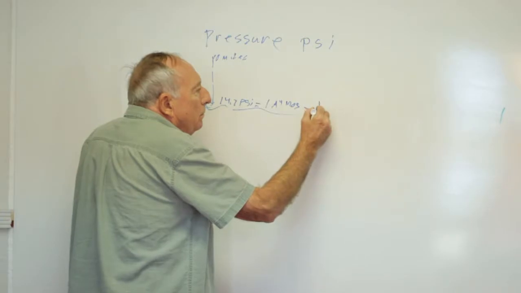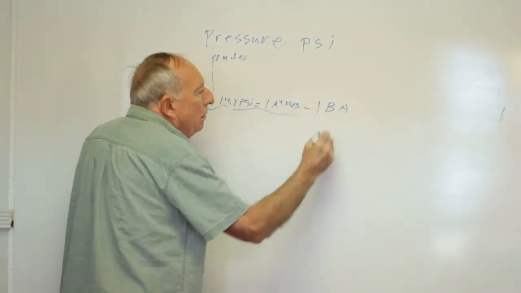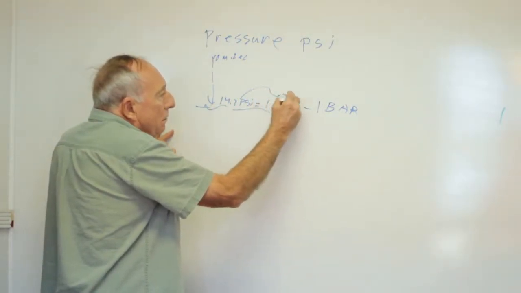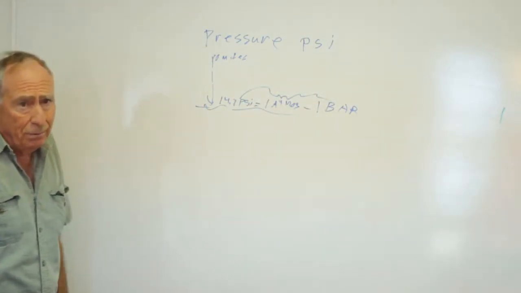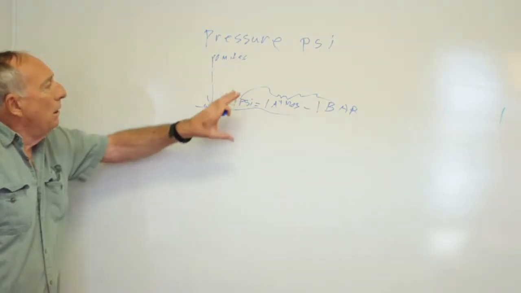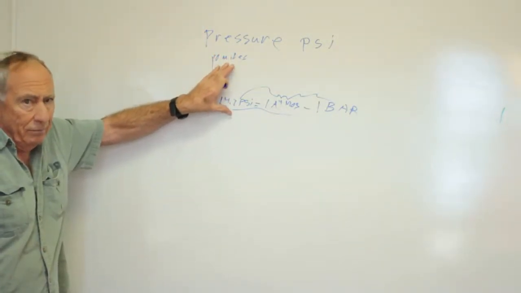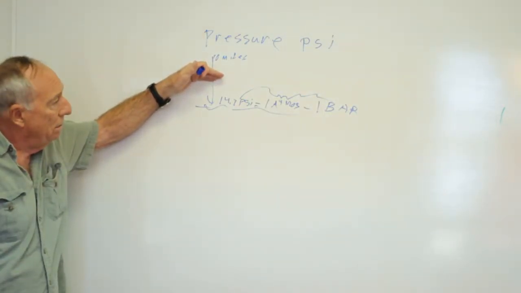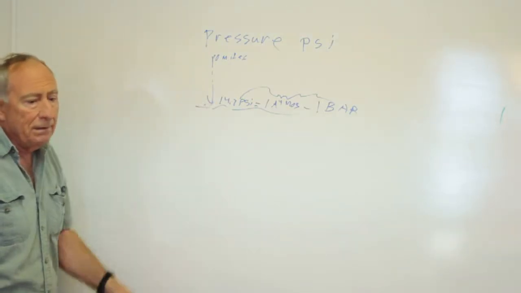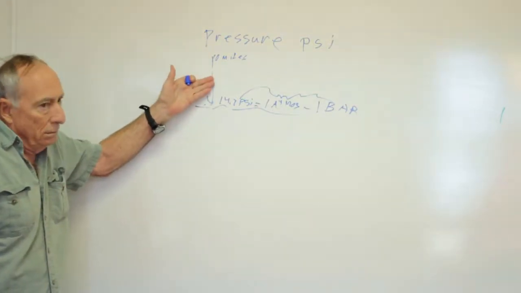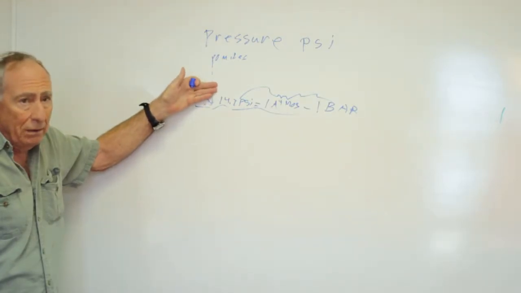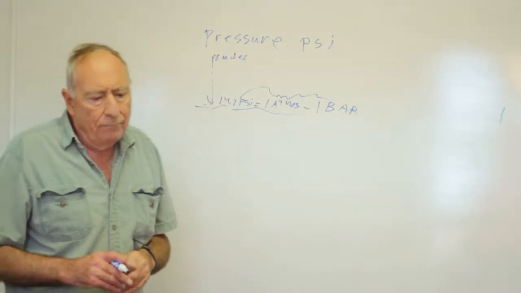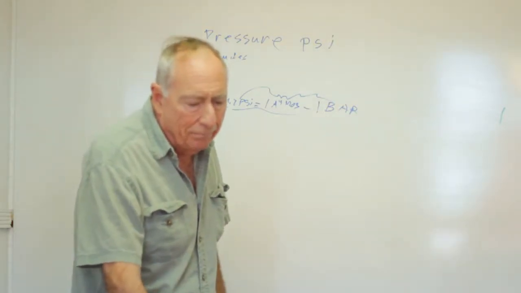Sometimes you see it as 1 bar. They all mean the same thing. 1 atmosphere is 14.7, 14.7 is 1 atmosphere. So what this means is that here is sea level. And the higher up you go, the less pressure there is. The most is right here at sea level. Up here, 5 miles up, it may only be 10 pounds per square inch. But every object here at sea level is going to have 14.7 pounds of pressure on it.